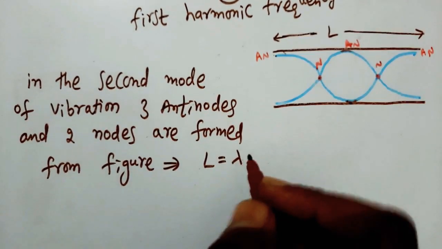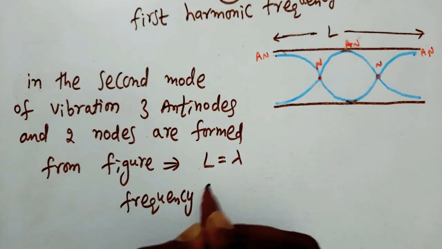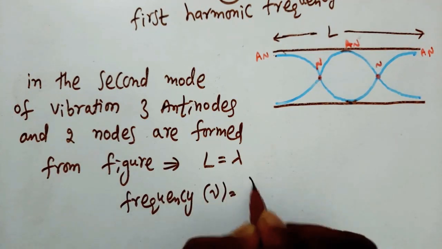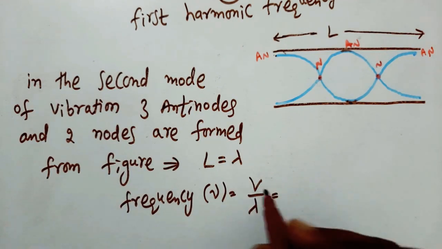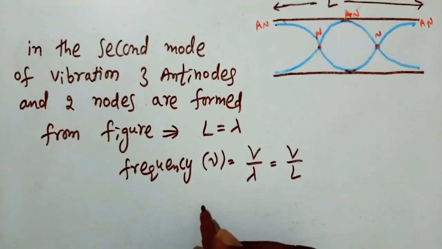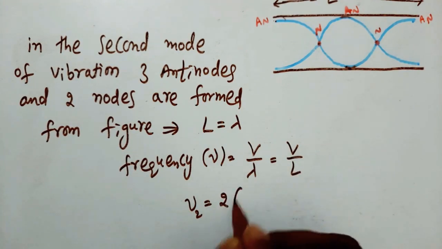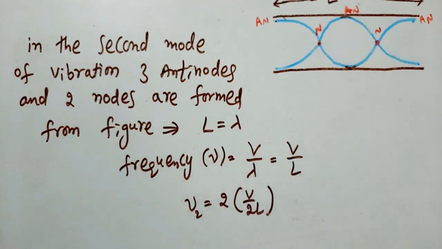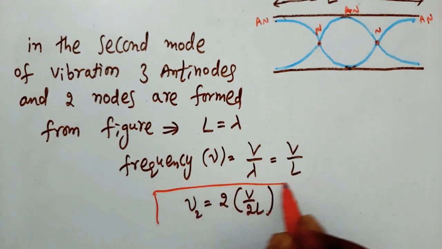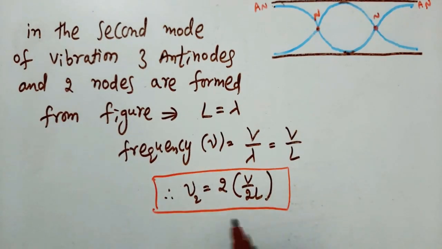So we know frequency nu is equal to V by lambda. That is V by, here lambda is equal to how much? That is L. So therefore frequency nu2 is equal to, here I am multiplying and dividing with 2, so we can write 2 into V by 2L. This is known as the second harmonic frequency.